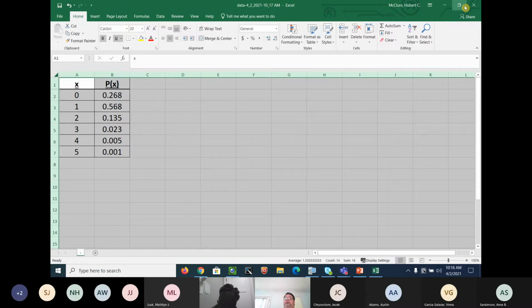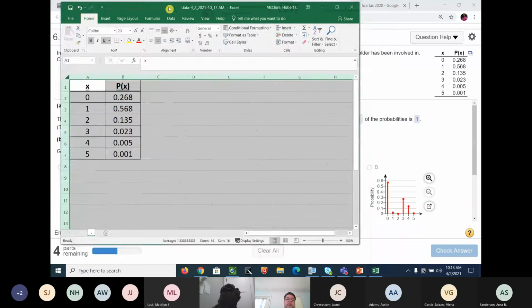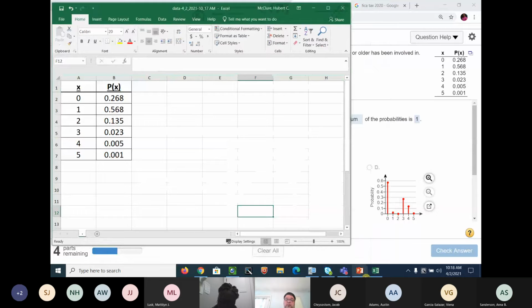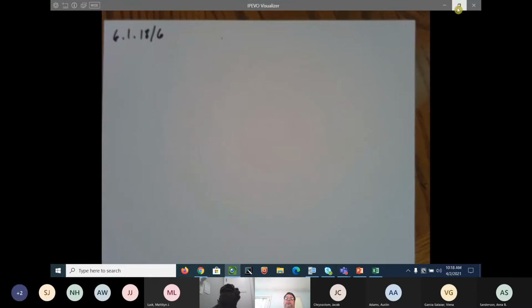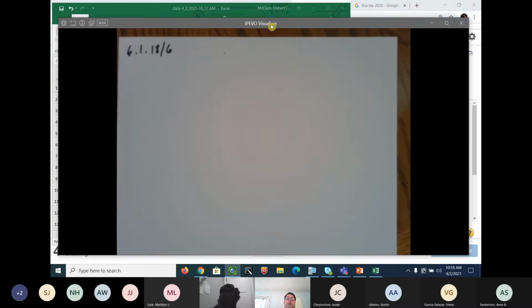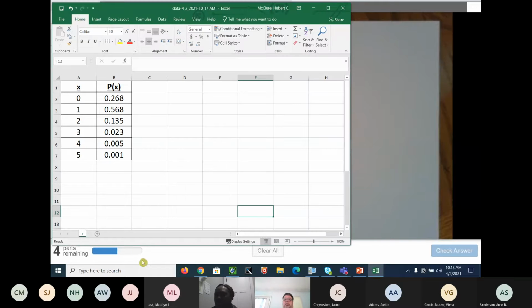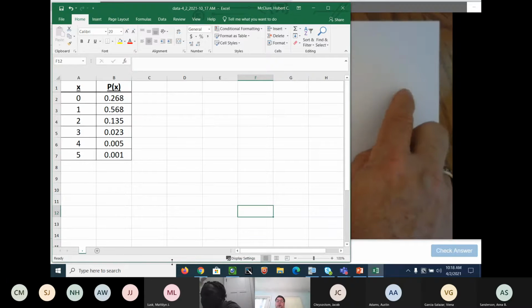Let's see if I can do this. I want to make this a little bit smaller so I can pull up my handy dandy whiteboard. Make it smaller. And let's see if this works. There we go. Okay, now I want to remind everybody of the formulas that we use. I'm going to write them over here on the whiteboard.